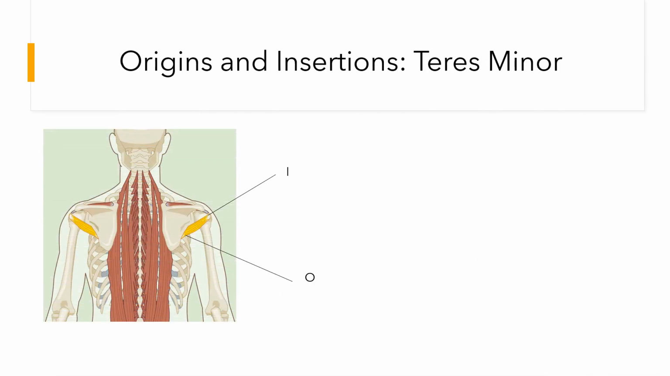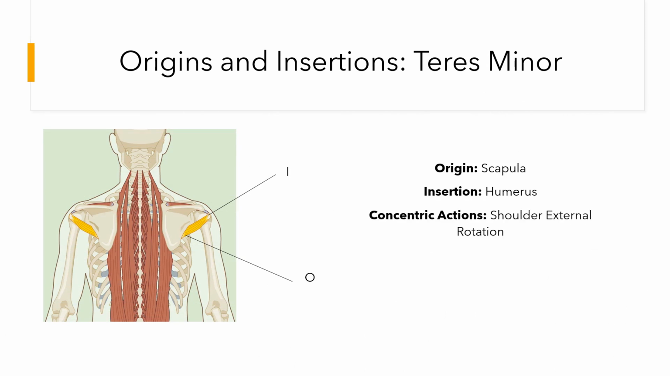Now we're looking at the rotator cuff group, the teres minor. It's like a minor tear. It originates at the scapula and inserts into the humerus. Concentrically, you get shoulder external rotation. Eccentrically, you're going to get internal rotation.